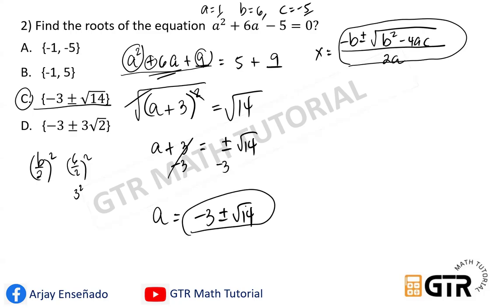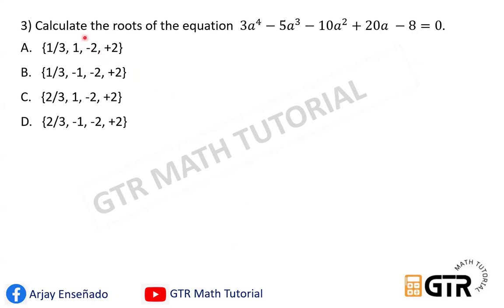Okay, so next, number 3. Calculate the roots of the equation 3a to the fourth minus 5a cubed minus 10a squared plus 20a minus 8 equals 0. We can use the rational zero theorem. The possible roots are the factors of the last term divided by the factors of the leading coefficient.